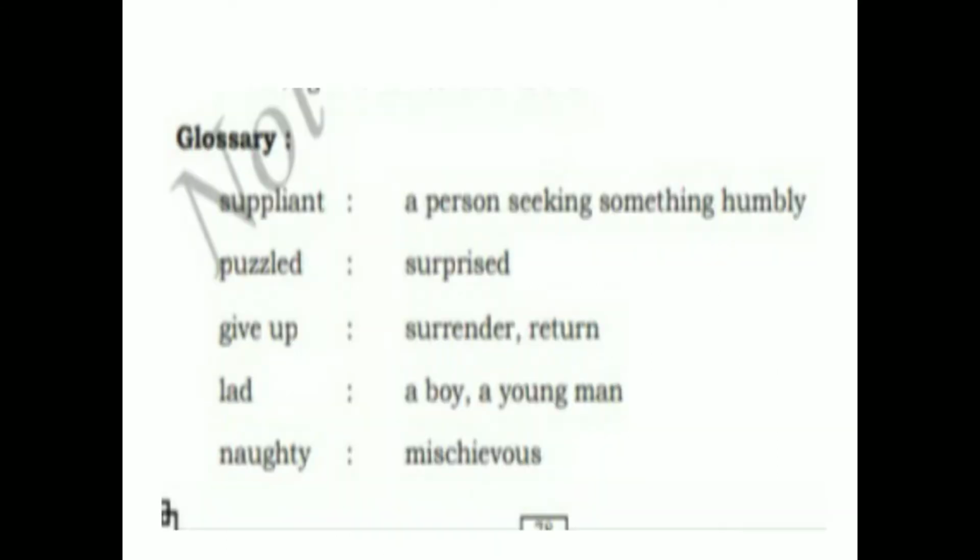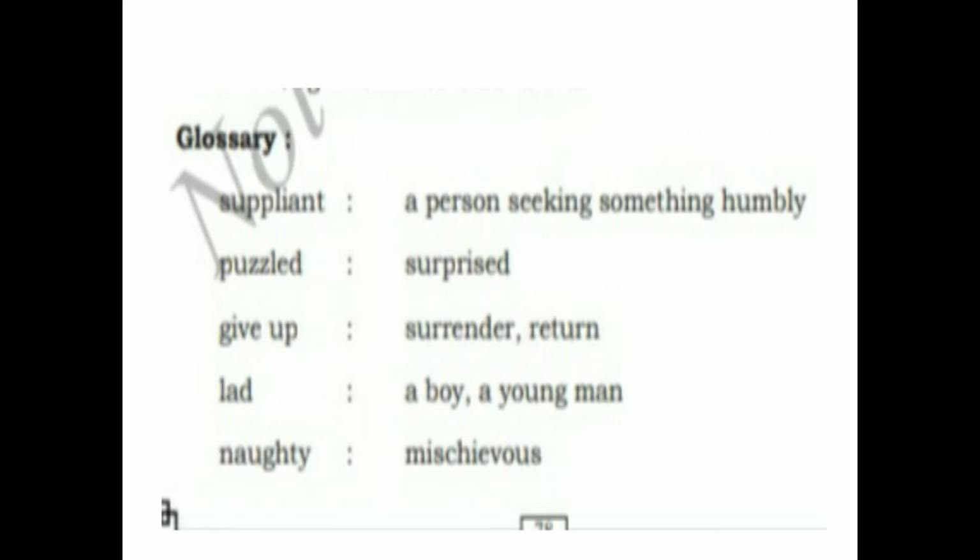First, the glossary. Suppliant: a person seeking something humbly. Puzzled: surprised. Give up: surrender or return. Lad: a boy, a young man. Naughty: mischievous.